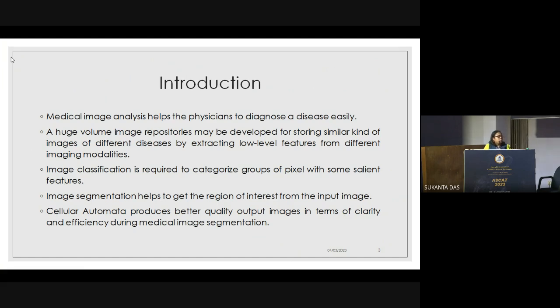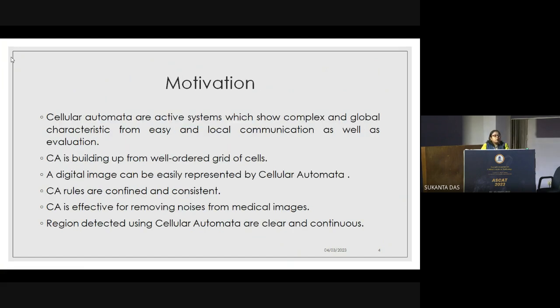So that the diagnosis can be done easily and the disease can be detected. For this task, we need to make a huge image set, so that a query image can be matched with my existing data set to predict what kind of disease it is. For this, we have performed image classification, where similar kinds of images share some salient features. Considering that, we performed image segmentation as one of the features. Cellular automata is a mathematical tool which helps remove noise and produces good output for images.